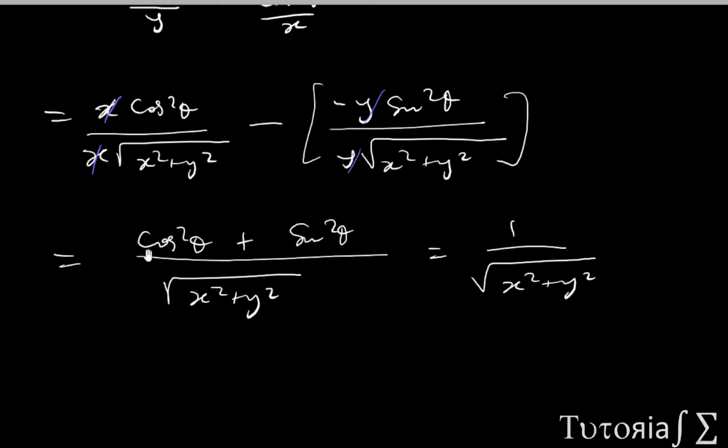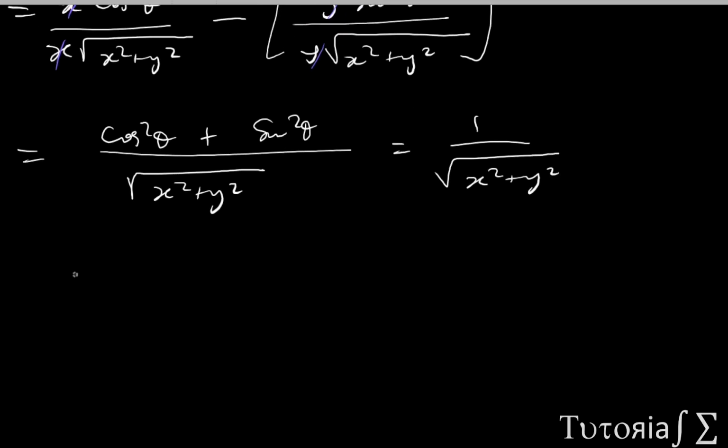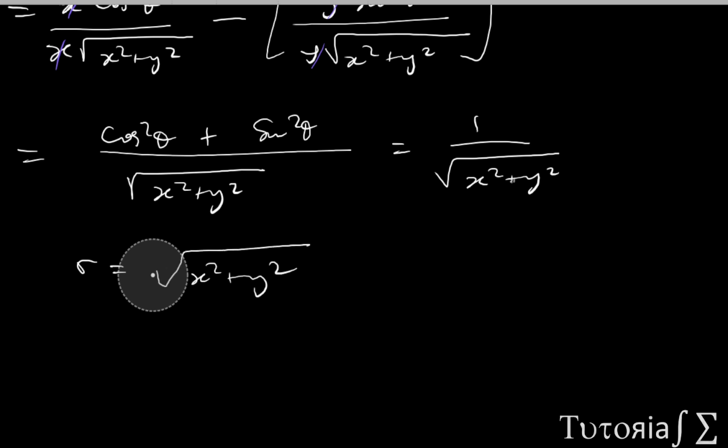Then we know that r is equal to the root of x squared plus y squared. So we can simply replace this with r. So the Jacobian of r and theta is simply equal to 1 over r. So this is 1 over r.